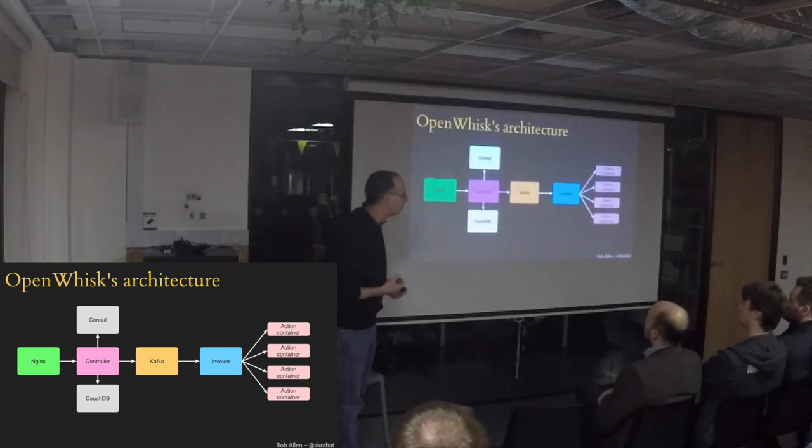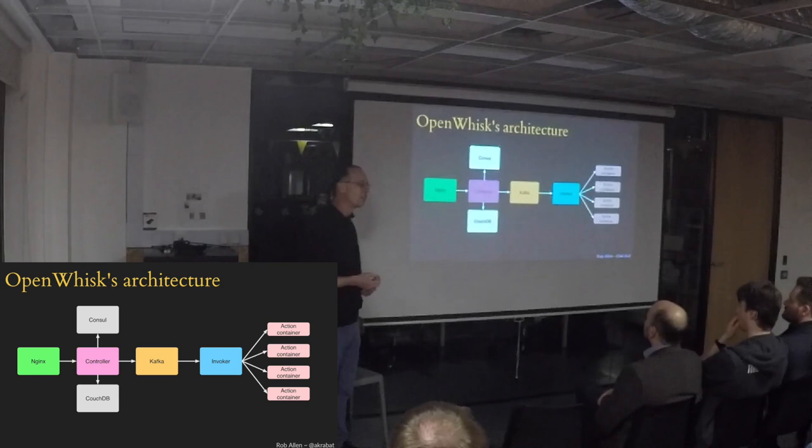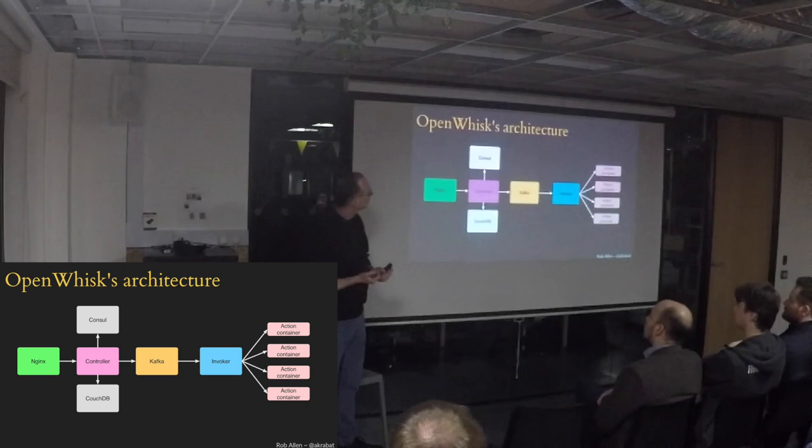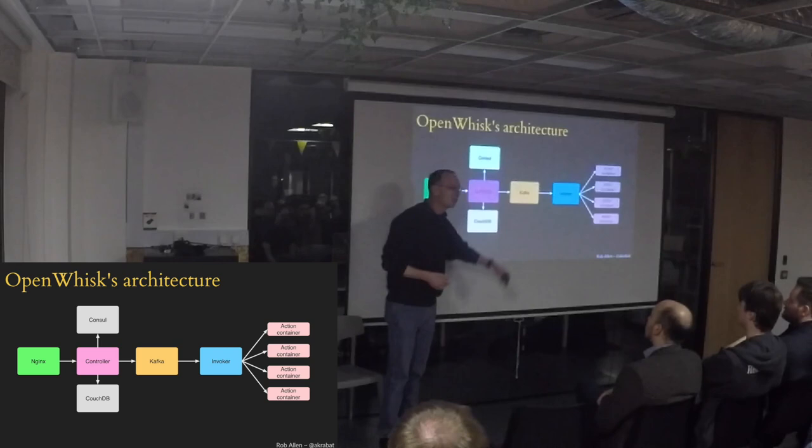It goes into the controller. The controller is sort of stuff written in Scala. It uses Consul for service discovery, which is an open source product. In fact, mostly it's Apache, actually. CouchDB, I think they're part of the Apache project now. That's the data store. Kafka, that's a queue system so that we don't lose any of the instructions.